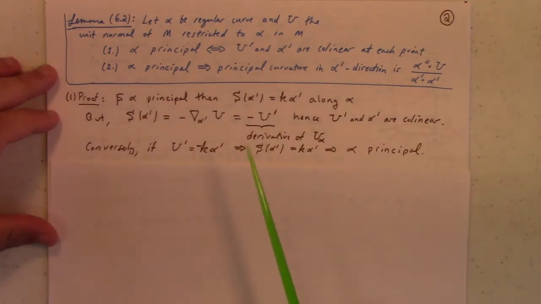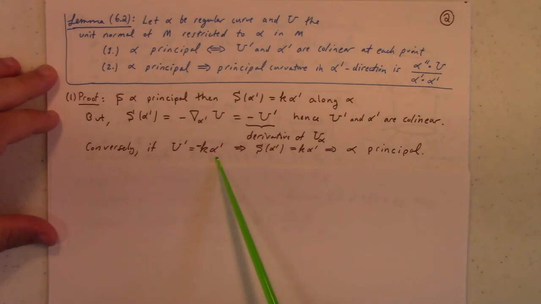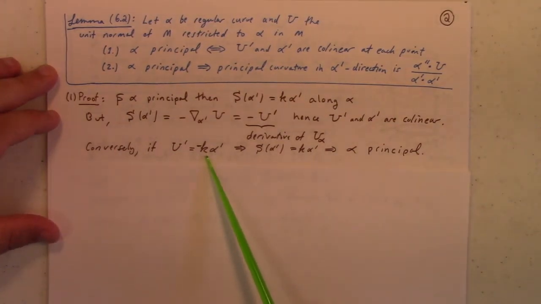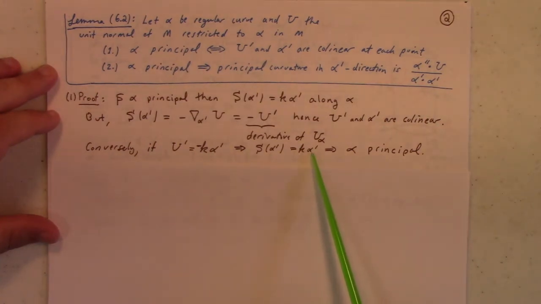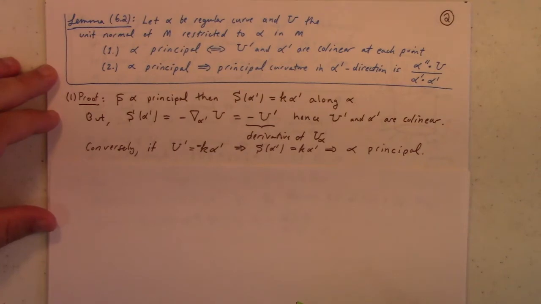Conversely, if we have that u prime and alpha prime are collinear, that implies that u prime is equal to minus k alpha prime, which implies that the shape operator on alpha prime is k alpha prime, which of course implies that alpha is a principal curve because that happens at each point.